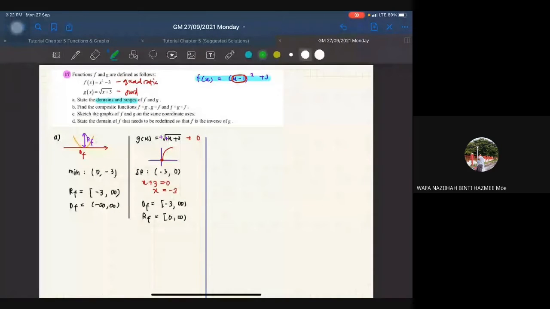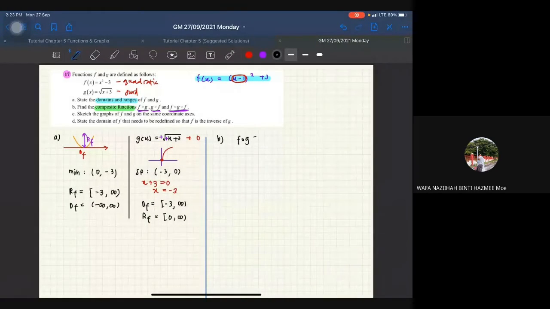Okay, so when we look at question B, the question asks us to find the composite functions of these three things. So there are 3 functions we are asked to find. The first is f of g, the second is g of f, and lastly, the question asks us to find f of g of f. This one. Okay, so let's do them one by one. For the first one, it asks us to find f of g. So f of g is just equal to g being composed into f. Okay, so we put g(x) into f(x).